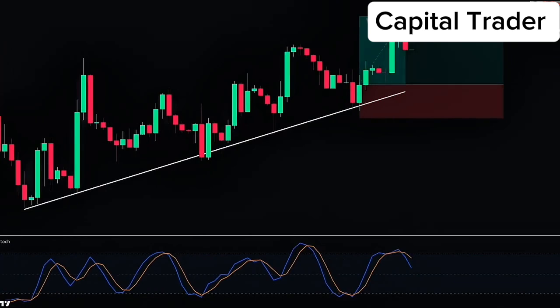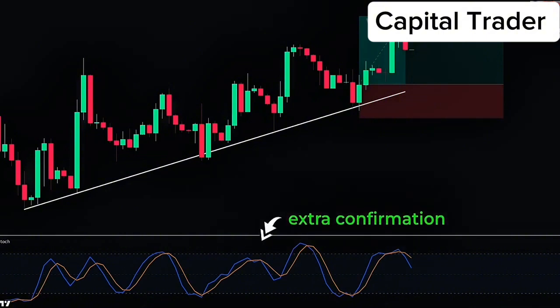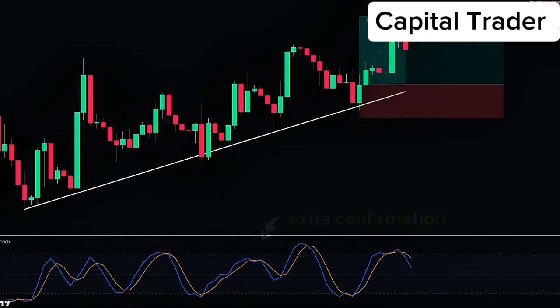So friends, the key to this strategy is hidden in the stochastic settings, which I noted for you at the beginning. Use it for extra confirmation. And you must avoid trading without it. You must avoid taking trades without it. Let's look at another example.